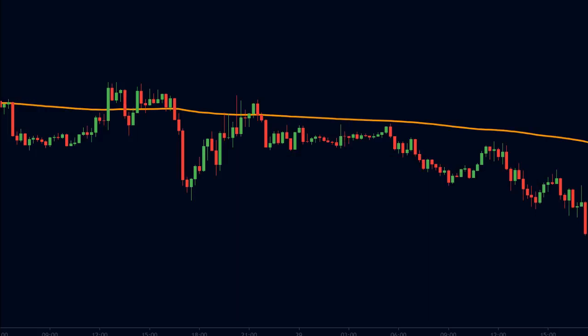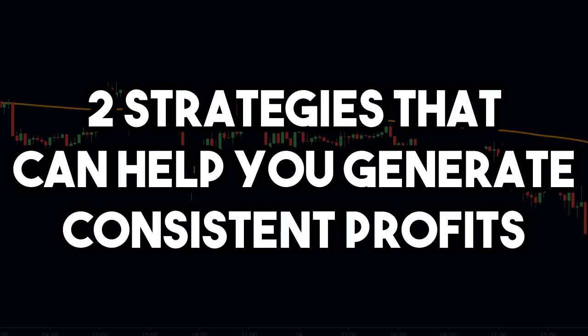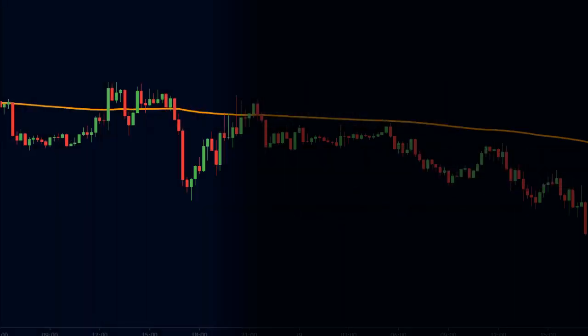That brings us to the end of this video. Here, I have given you 2 strategies that can help you generate consistent profits.